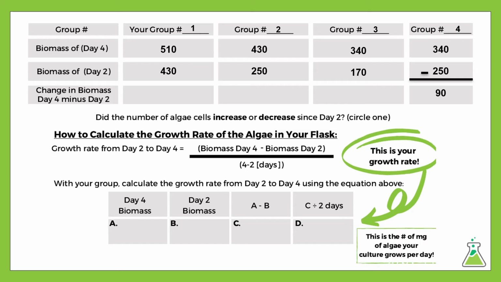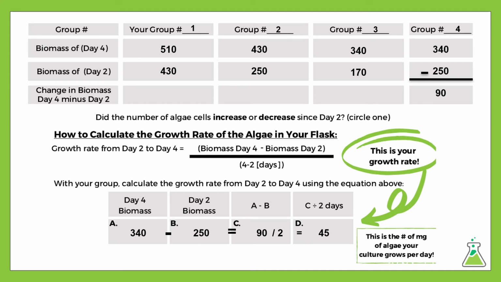So the next step here is to actually calculate the growth rate in your culture. So we're going to start here by pulling down the data from day 4 and day 2, just like we did above, and we're going to subtract those two, and that's going to give us that 90 milligrams like we talked about earlier. And then the next step is to make this number through time. And so it took us 2 days in between sampling. So we sampled on day 2, and then we came back and sampled on day 4. And so that 2-day window is what we're going to divide this 90 milligrams by, to give it a unit of time. And so that is now 45 milligrams of algae per day.